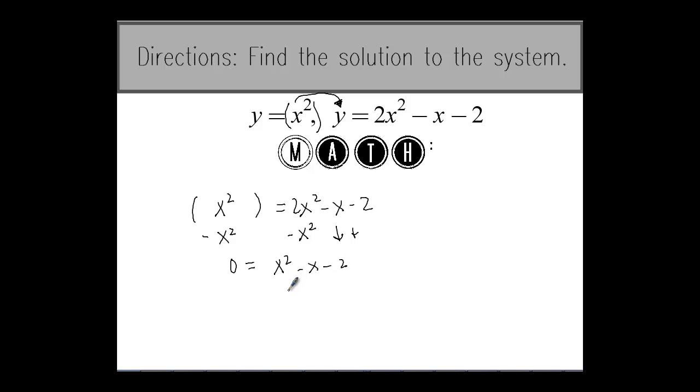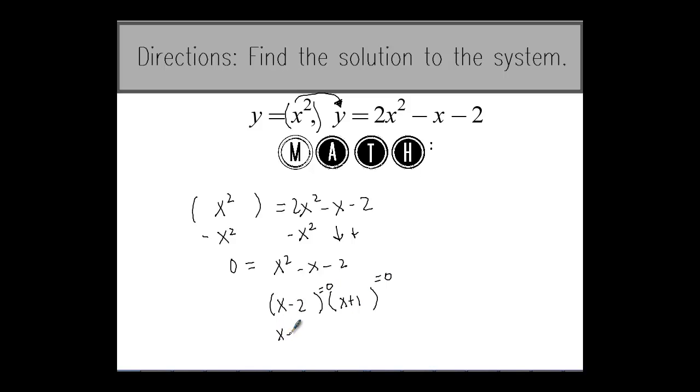From here I have two options. I could use quadratic formula or I can factor and solve. Since I know that this is factorable, I'm going to factor it. So it's going to become x minus 2, x plus 1. If you did not know it was factorable and did not want to solve it this way, you can always use quadratic formula. Once I have my factors, I set each factor equal to 0 and solve for x.